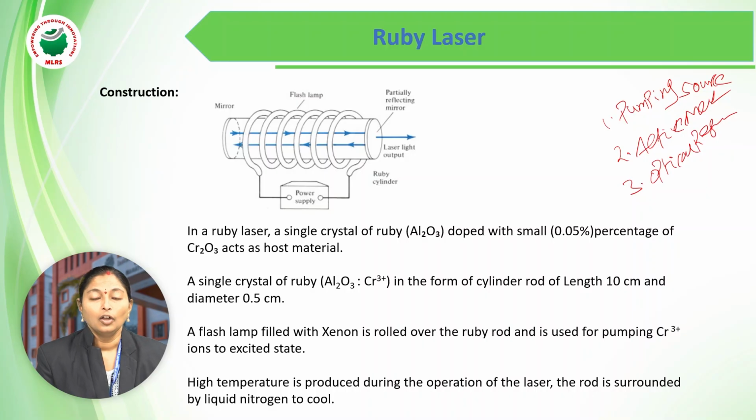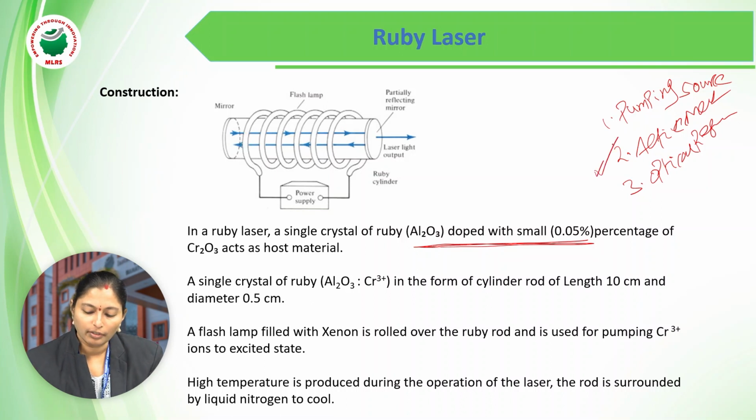Let us consider a cylindrical ruby rod. The ruby rod is a crystal. Ruby means Al2O3, aluminum oxide, doped with chromium. We will discuss this later. Ruby means here Al2O3 doped with chromium atoms. So this ruby rod is our active medium.